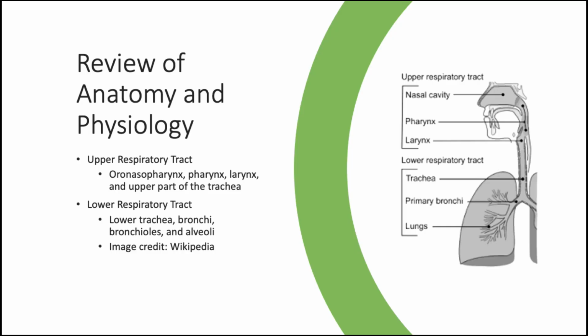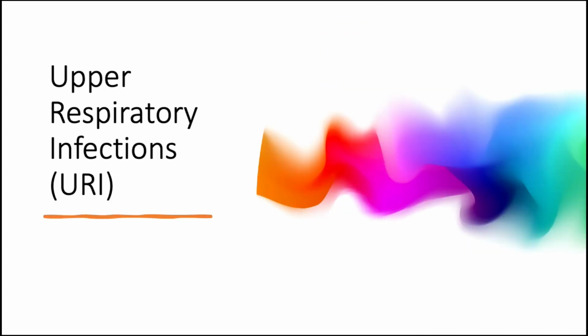We typically divide the respiratory tract into the upper and lower tracts. The upper tract consists of the oro or nasopharynx, the larynx, and the upper part of the trachea, whereas the lower tract consists of the lower part of the trachea, the bronchi, bronchioles, and alveoli. So let's get into upper respiratory infections.